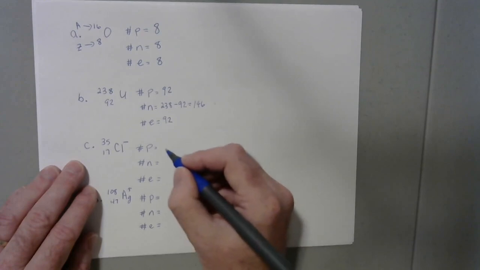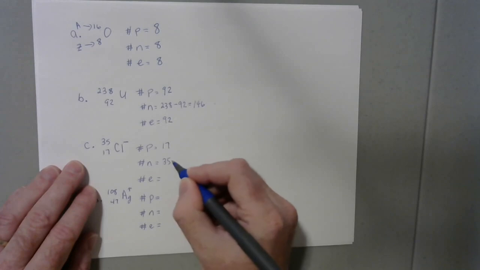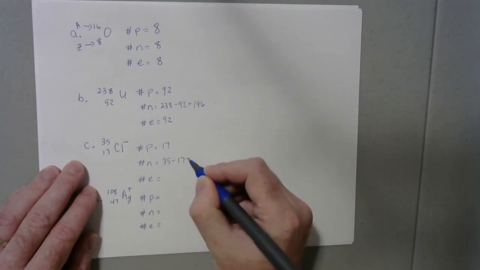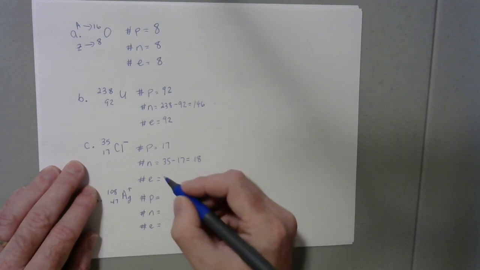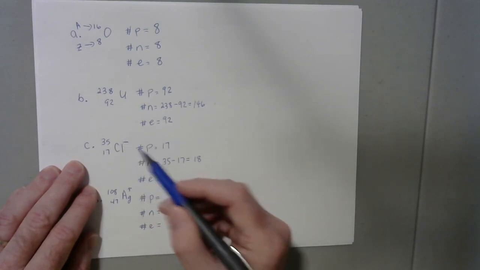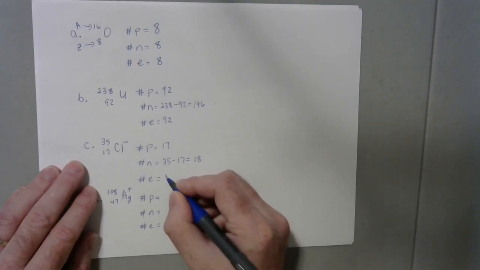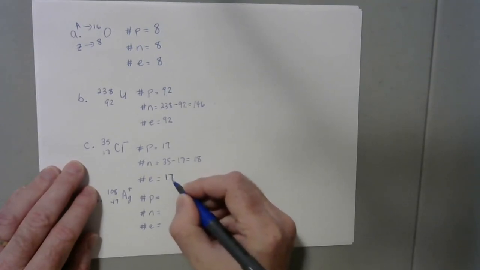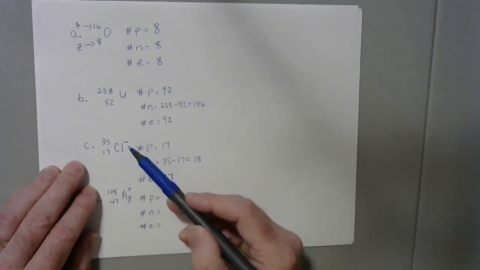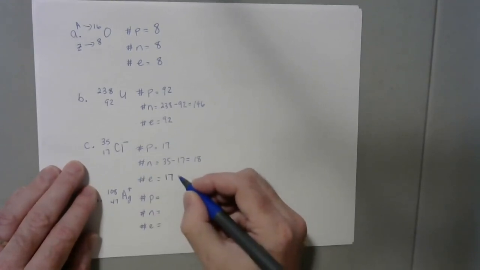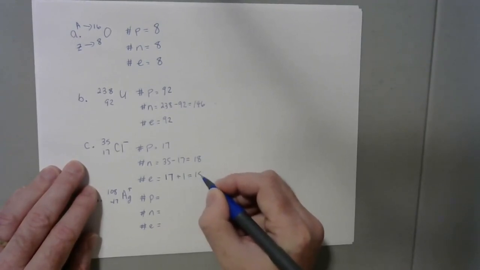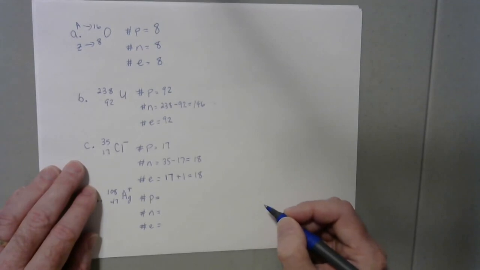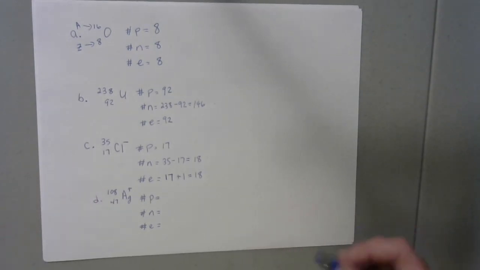Now for the chlorine, protons 17, neutrons will be 35 minus 17, or 18. The electrons, now I'm showing a charge over here, so I'm going to have to adjust that. So it's going to be the original 17. Now, if I have a negative charge, that means I added electrons. So that means I'm going to add 1 for the negative charge, and I'm going to have 18 electrons. If it was minus 2, I'd add 2.